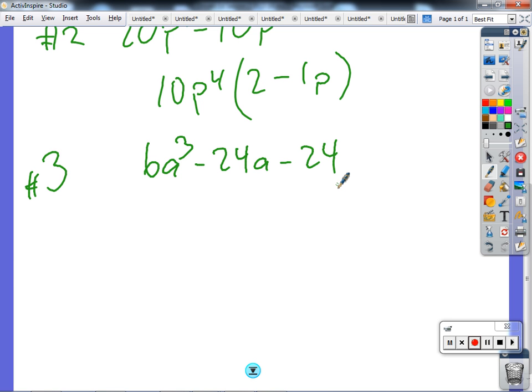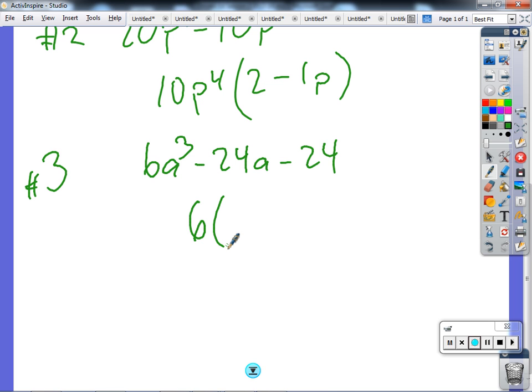Does every term have something in common? Yes. What do they have in common, Bill? A 6, right? They have a 6 in common. Do they have A's in common? No, these have A's, but this one doesn't. So we can only pull out the 6.